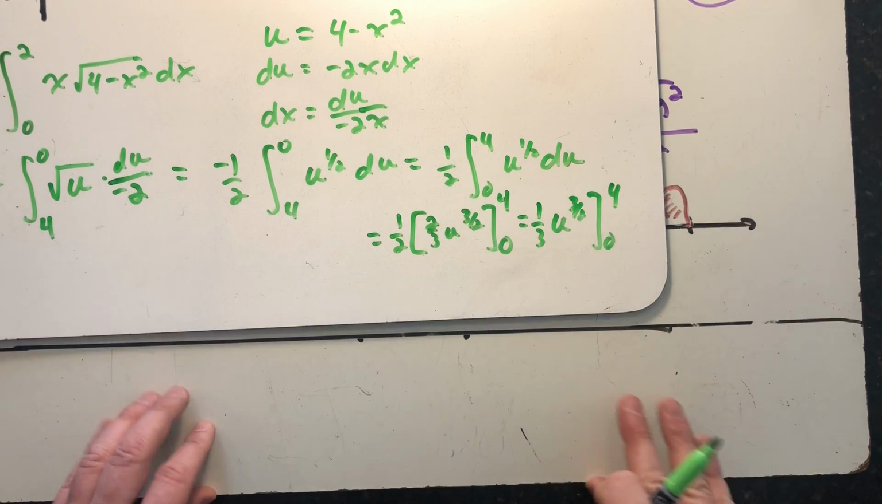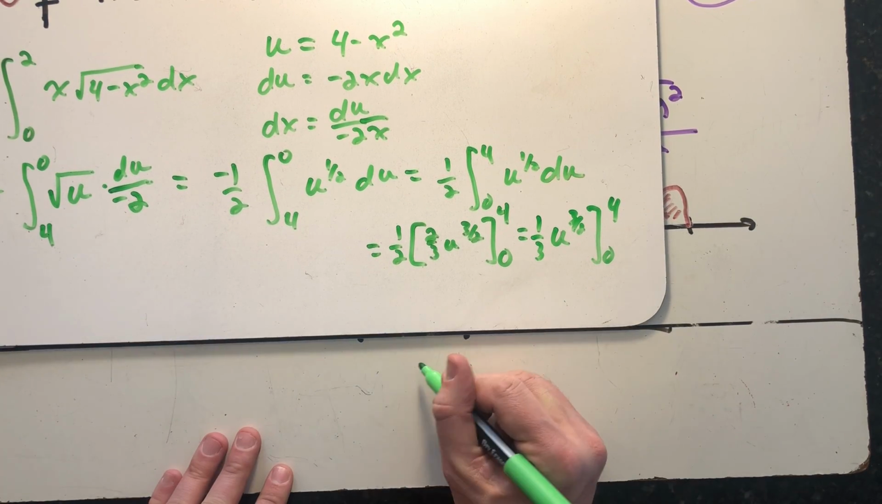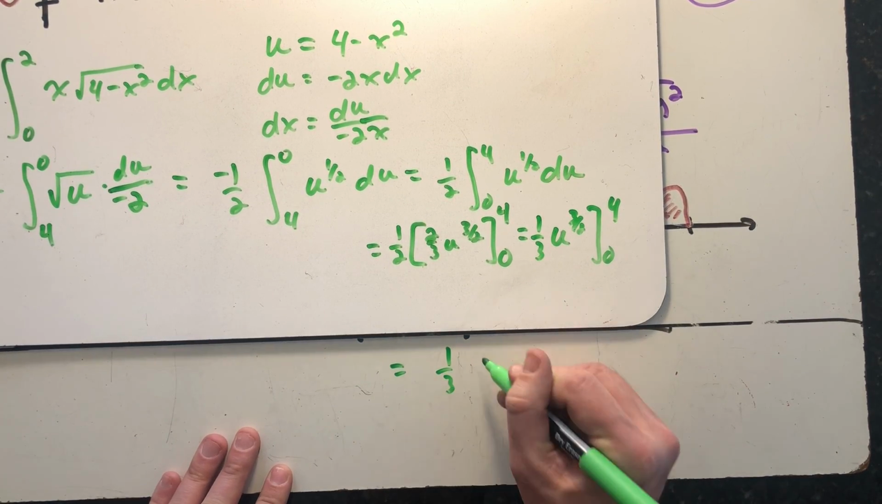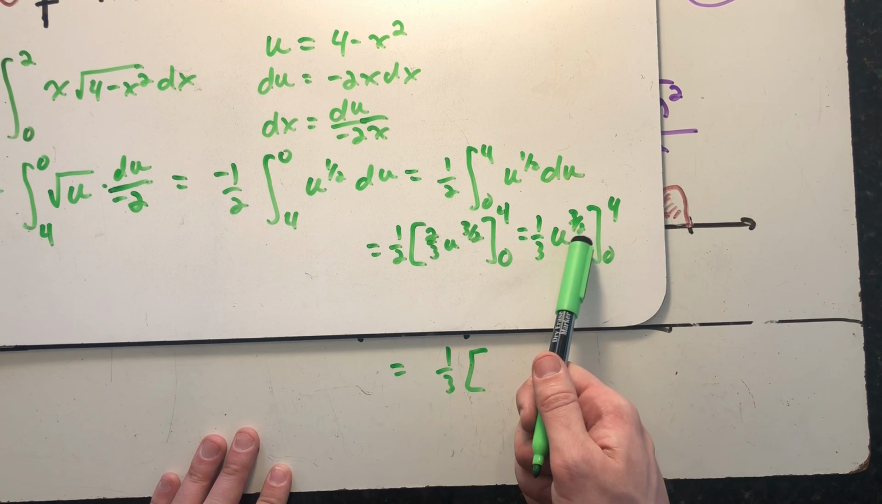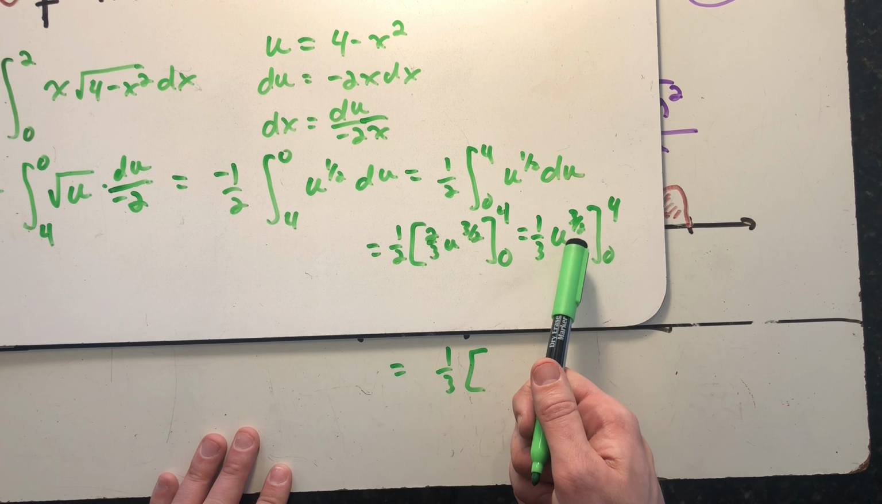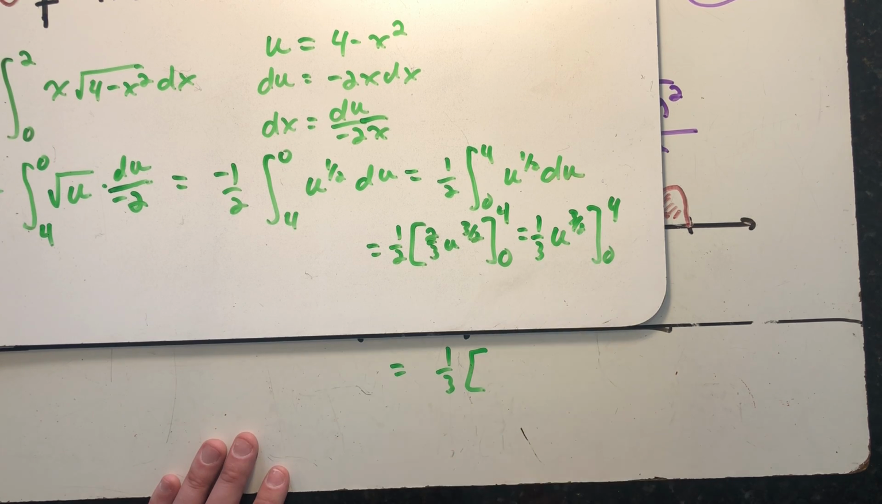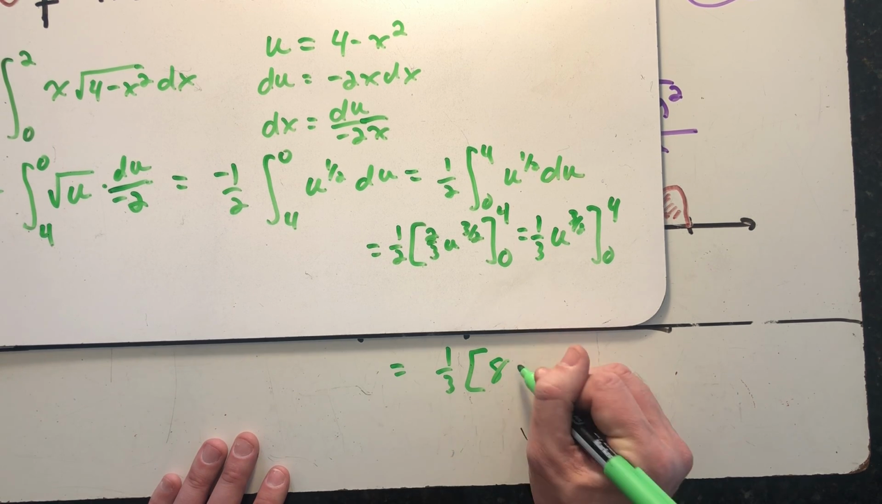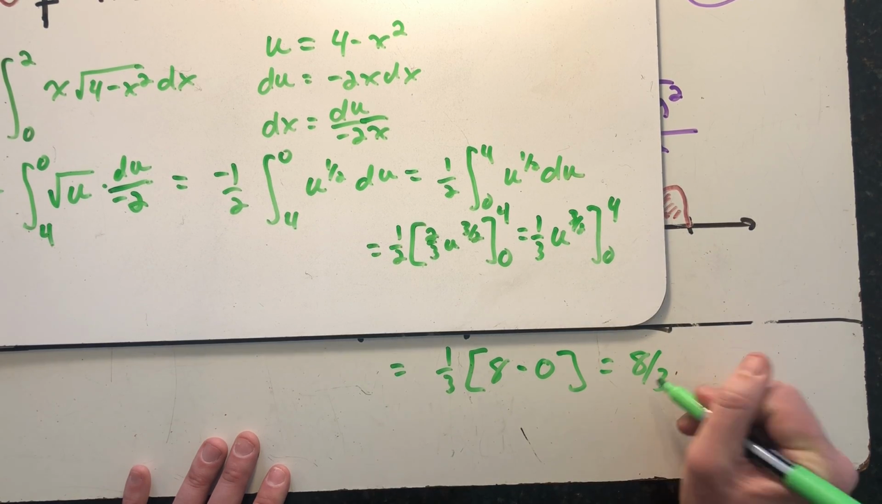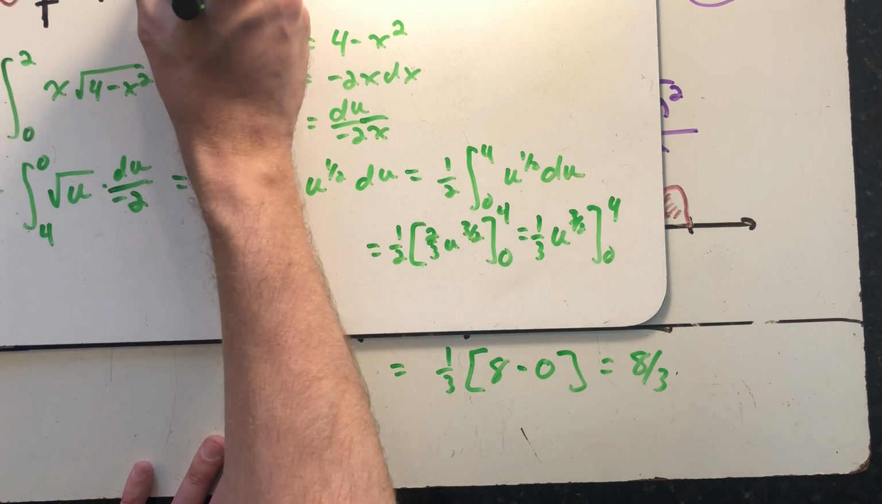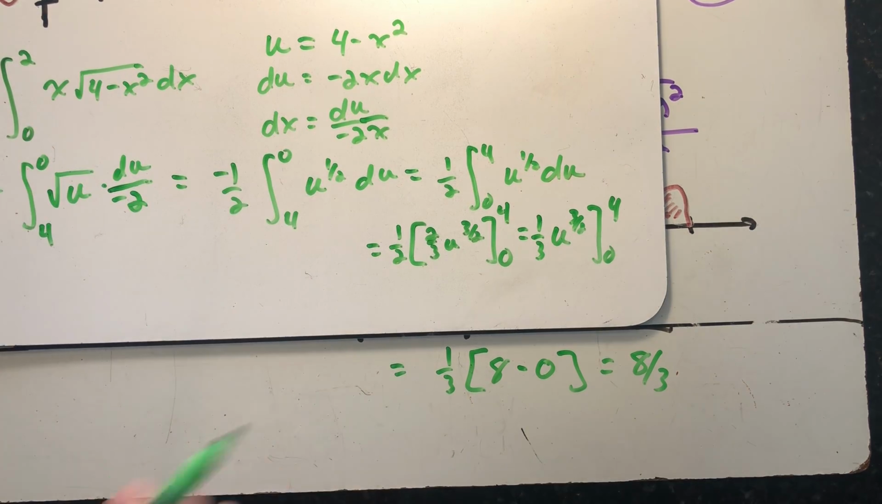All right, and now we can evaluate. So I have 1/3 times, if I plug in a 4, well, that 3 over 2, I can think of the 1/2 part of that as a square root, so I'd have 2 raised to the third is 8. Plug in a 0 and get out a 0. So we get 8/3. And so this green shaded area up here was 8/3.